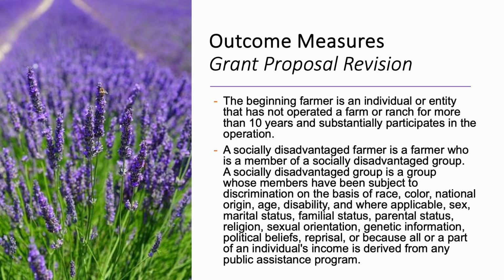The beginning farmer is an individual or entity that has not operated a farm or ranch for more than 10 years and substantially participates in the operation. And a socially disadvantaged farmer is a farmer who is a member of a socially disadvantaged group. A socially disadvantaged group is a group whose members have been subject to discrimination on the basis of race, color, national origin, age, disability, and where applicable, sex, marital status, familial status, parental status, religion, sexual orientation, genetic information, political beliefs, reprisal, or because all or part of an individual's income is derived from any public assistance program.